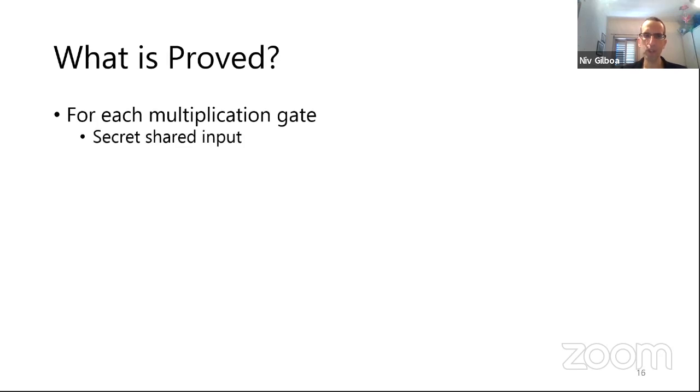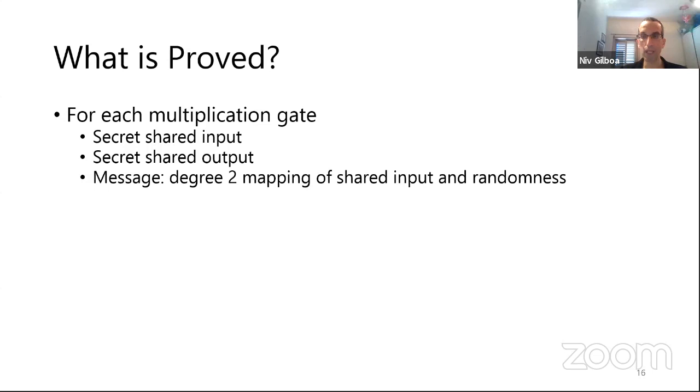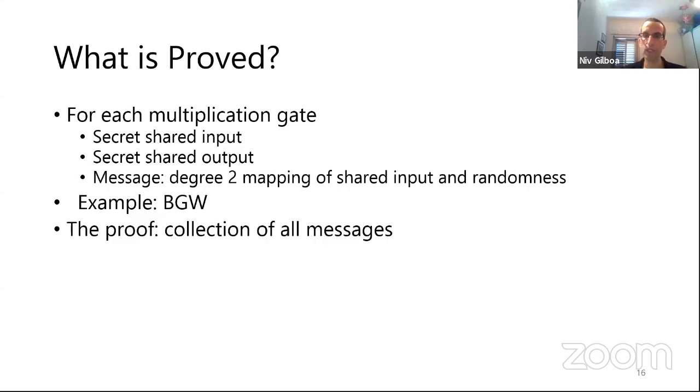Okay, so what is it that we prove exactly? For each multiplication gate, we have a secret shared input and a secret shared output, and the message is some degree 2 mapping of the shared input and the randomness, allowing to derive the shared output. So one example is the original BGW protocol. That's exactly the way it works. So the proof is going to look at all of these messages, and it's going to prove that all of them were processed correctly. So the output for each pair of inputs is indeed the correct degree 2 mapping.